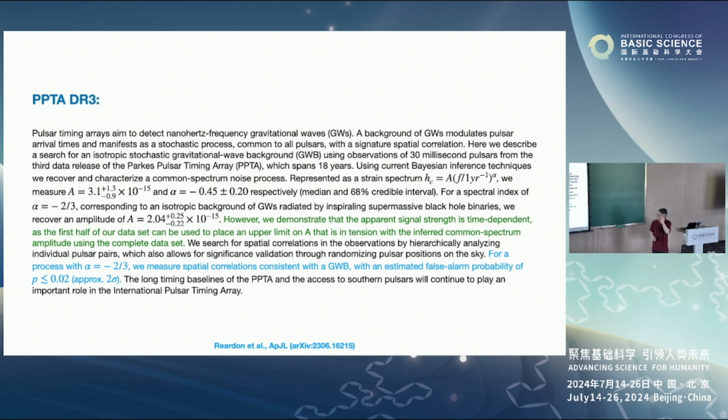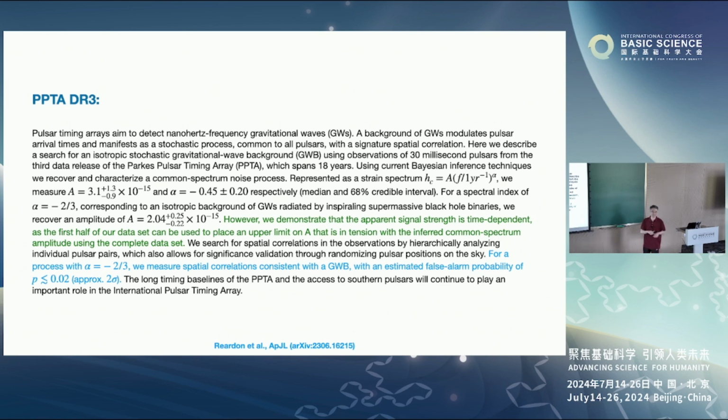The PPTA also do another interesting check, and they demonstrate that the apparent signal strength is time dependent. The first half of their data set can be used to place an upper limit on the amplitude of this stochastic signal. But this upper limit is in tension with the inferred common spectrum amplitude using the complete data set.